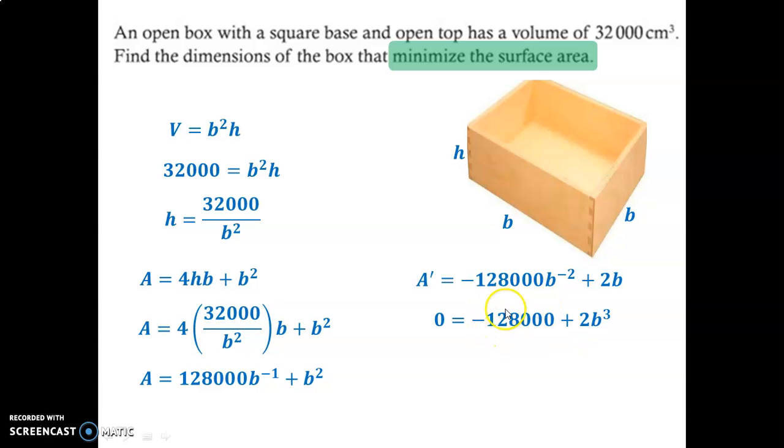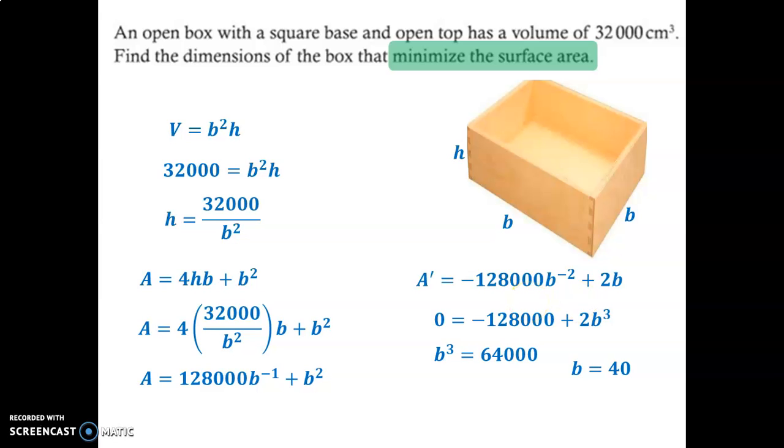Oh, what did I do here? Not only did I make that 0, I also changed this. What step did I do here? I multiplied everything by b squared because multiplying this by b squared will cancel away those b to the -2 and b squared will cancel each other. And then here, that times b squared is this. Okay, this can be solved. Solve for b. Okay, b cubed equals that, and that means b equals 40. So we just found out 40 is either a max or min point for the area function.